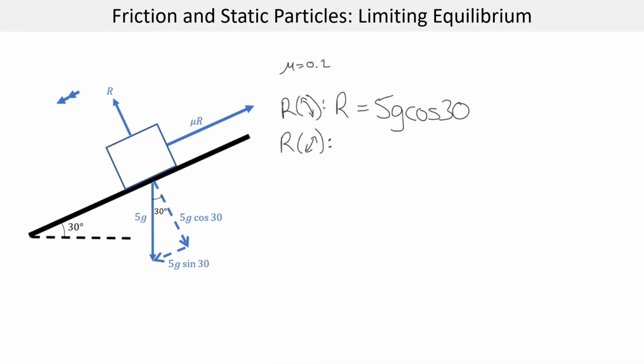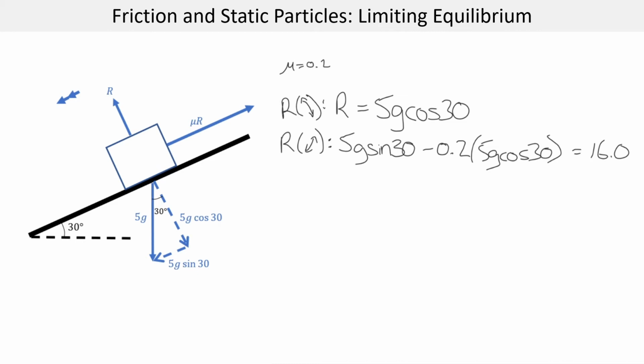Okay, so let's resolve. I'm going to do the forces in the positive direction minus the forces in the negative direction. If I get a positive answer, it's moving down the slope. If I get a negative answer, it's not moving at all. So let's compare. 5g sine 30 minus mu R, so that's 0.2 times 5g cosine 30. That equals 16.0 to 3 significant figures. So actually, the parallel component of the weight is enough to make this particle move, and it's moving down the slope.